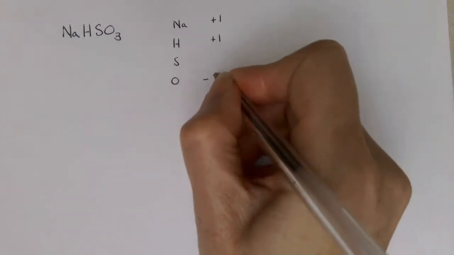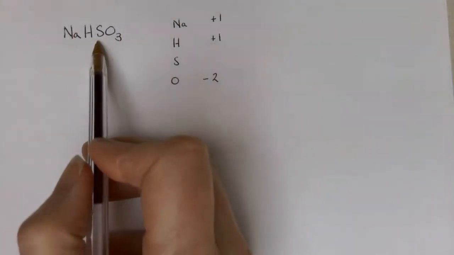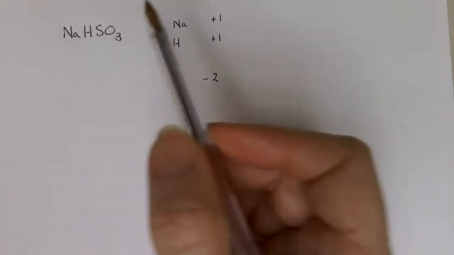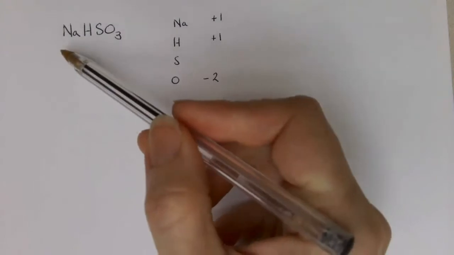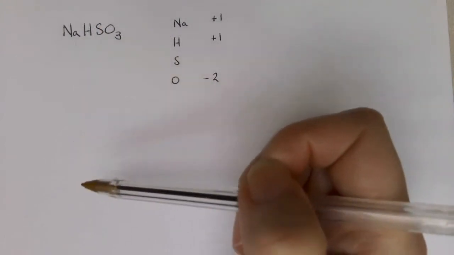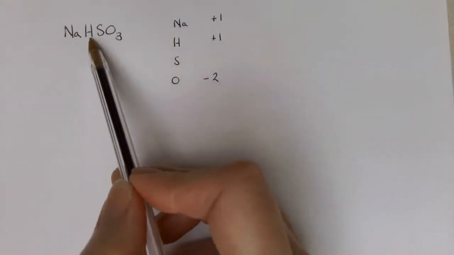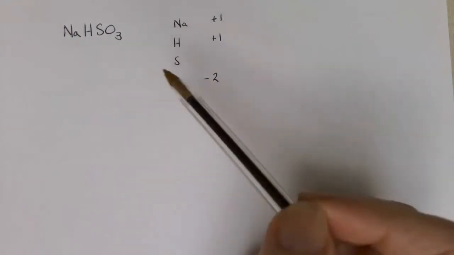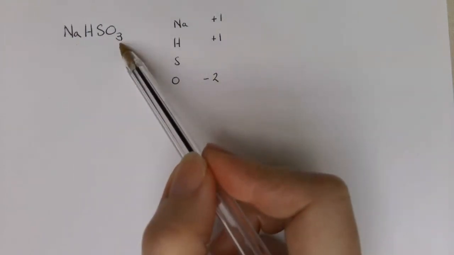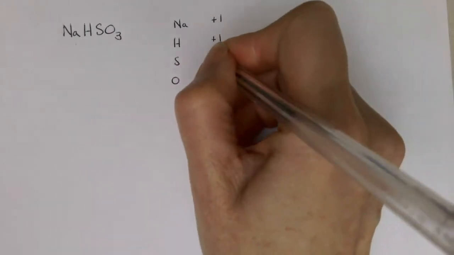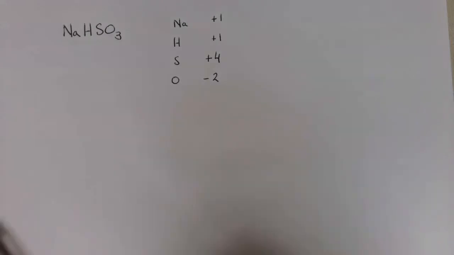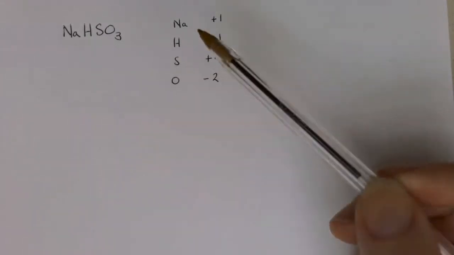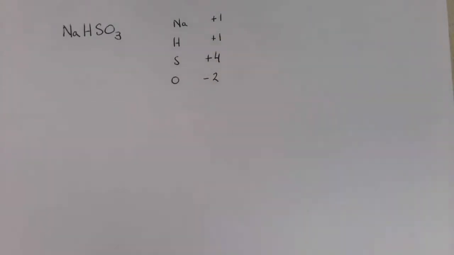So it's -2. Sulfur, well, we don't have a rule for sulfur, but we do know the oxidation numbers of the other three. So therefore, we can actually work it out because I have +1, +1, and then I have 3 -2, so that would be -6 in total. So that makes the sulfur +4 oxidation state. So the sulfur is the only one that has a variable oxidation state in this case.